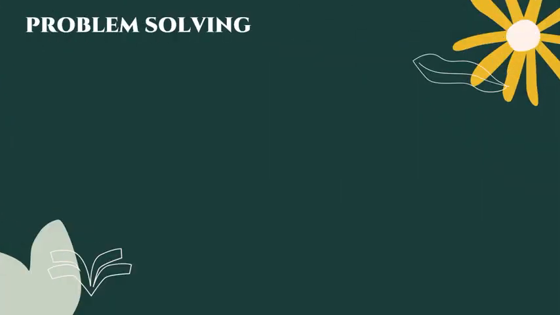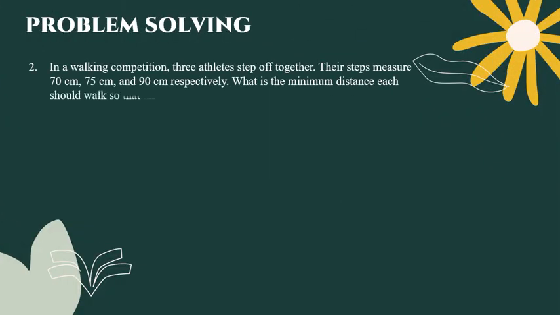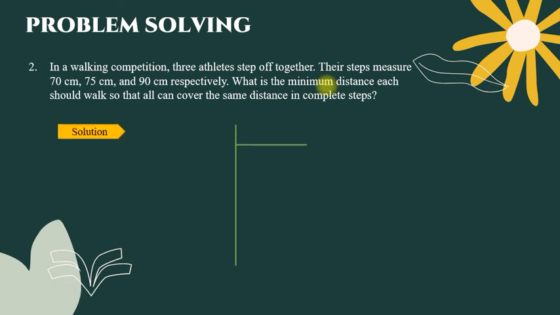Okay, another problem solving. In a walking competition, 3 athletes step off together. Their steps measure 70 cm, 75 cm, and 90 cm respectively. What is the minimum distance each should walk so that all can cover the same distance in complete steps? So we want to find the minimum distance. Minimum means lowest, so we find the lowest common multiple. Okay, so you write down here 70, 75, and 90.